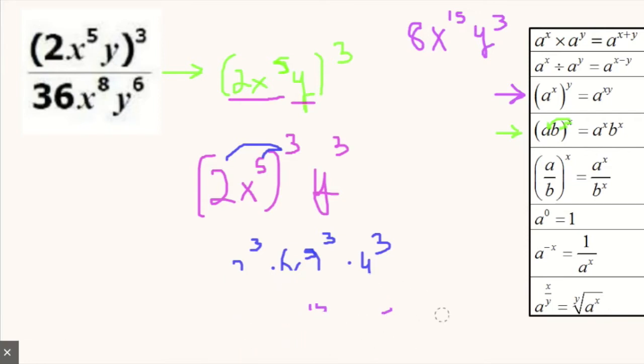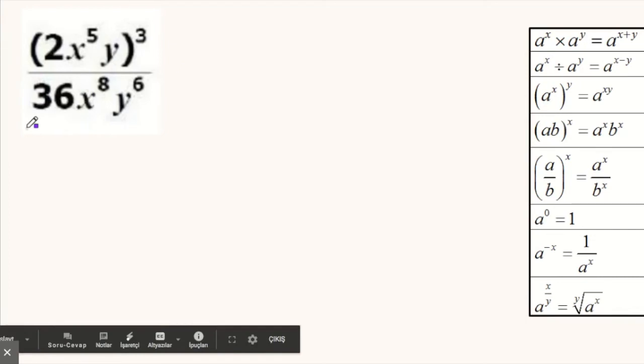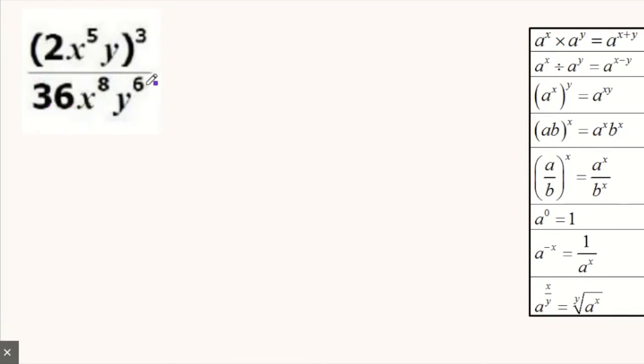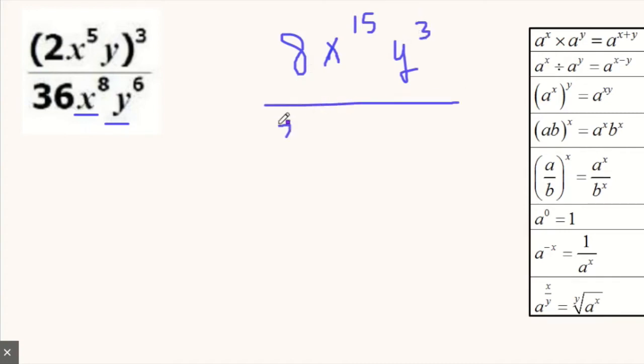Now let's look at the denominator. In the denominator we have 36 x to the 8th power y to the 6th power. And as you can see, we have different bases. One is x, one is y, and the other is just a number. So we can't use any of these rules. So let's write what we got for the numerator on top of the denominator and see if we can simplify it that way. We got 8x to the 15th power and y to the 3rd power, that's being divided by 36, x to the 8th power, y to the 6th. And let's put our answers here.